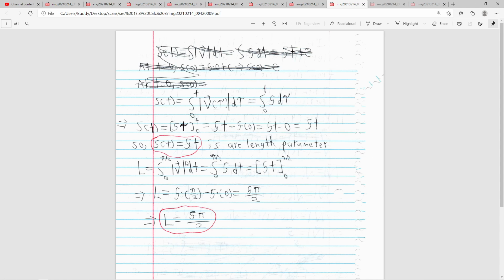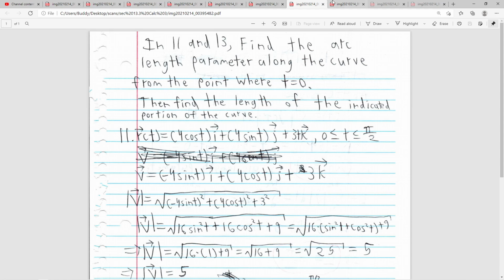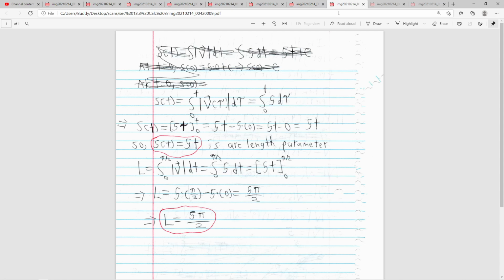And then s of t is equal to the integral from 0 to t, because it's where t equals 0, of 5 dt. So it's 5t evaluated from 0 to t, so it's 5t minus 5 times 0, which equals 5t. And that's technically the arc length parameter. But not much to worry about.